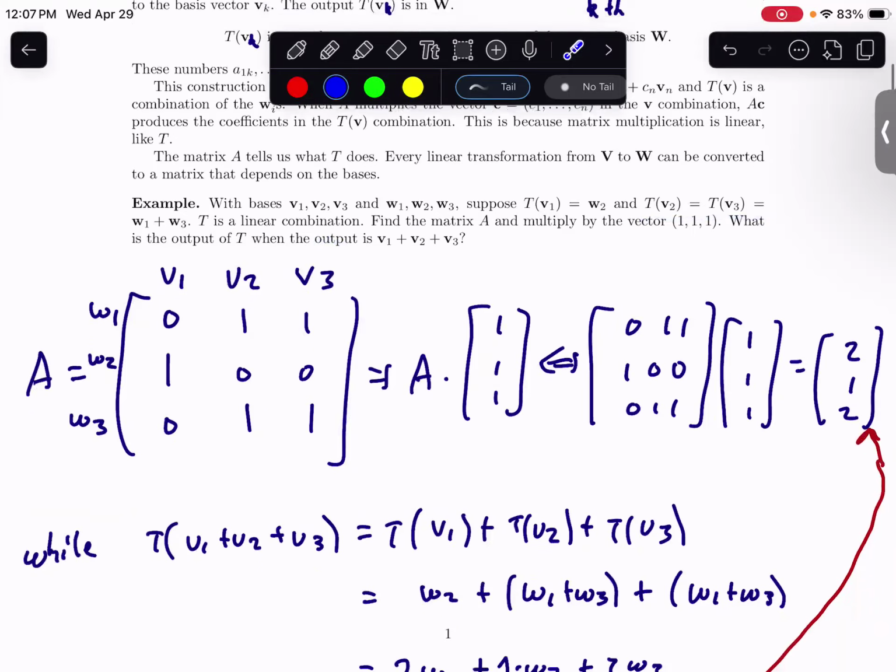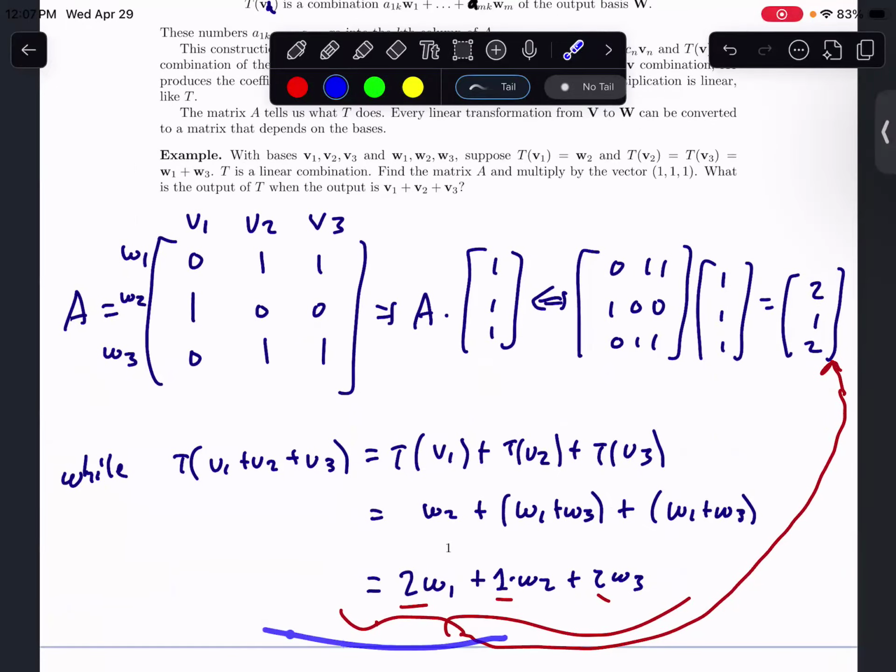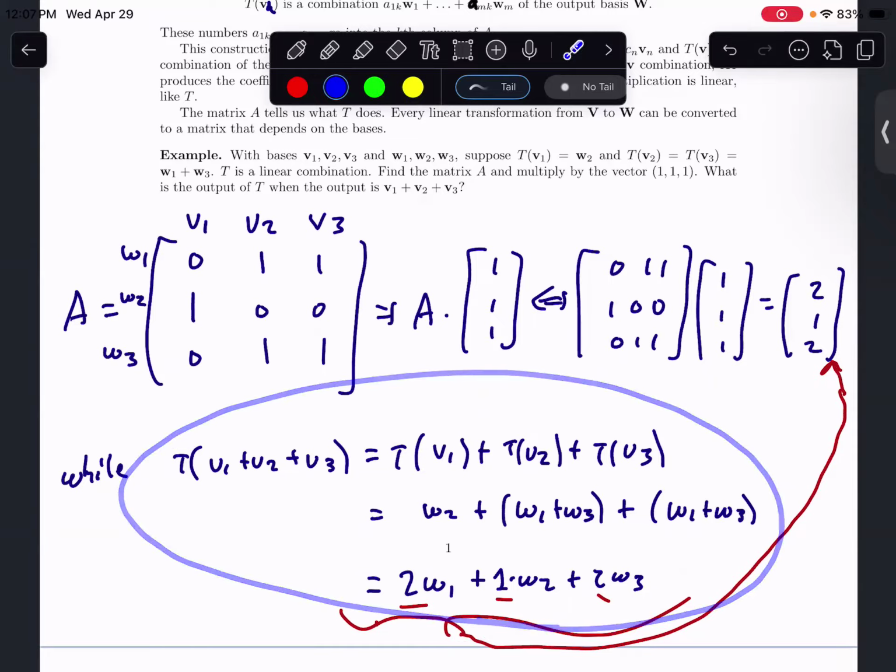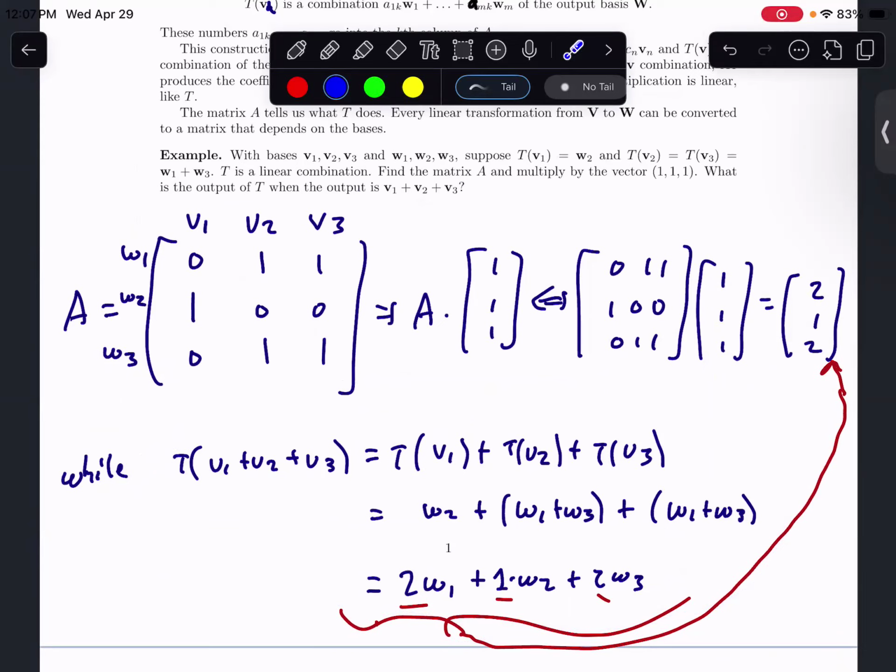If I wanted to know what the output of V1 plus V2 plus V3 is, you could do it in terms of a linear transformation, or you can think about it in terms of matrix multiplication, which is what we already understand from doing an entire semester of linear algebra. If you do A times the vector 1, 1, 1, it gives you the vector 2, 1, 2, which is exactly the coefficients associated to the three basis vectors we have. So you can understand the output either in terms of matrix multiplication or in terms of transformations. They're equivalent to one another.